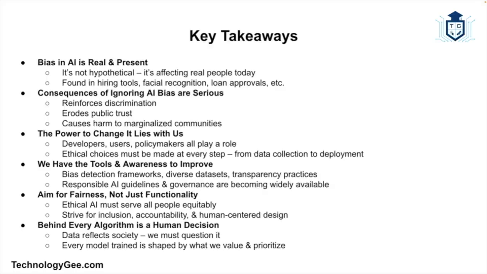All right, so let's go ahead and wrap all this up. Bias in AI isn't a distant, abstract problem. It's happening right now in systems we use every single day. And if we're not intentional about recognizing it, addressing it, and learning from it, the consequences can be serious. But there is good news. We have the tools, the knowledge, and awareness to do better. So let's build AI that doesn't just work, but works fairly. Let's create systems that don't just scale, but scale ethically.